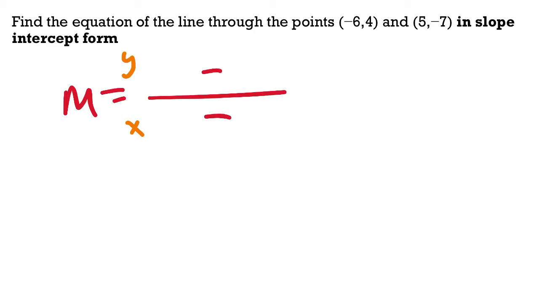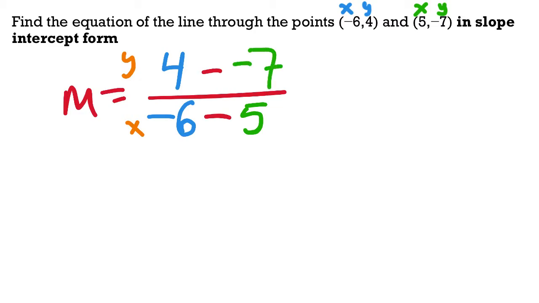So this first ordered pair, -6, 4, the x is -6 and the y is 4. So I put the x in the bottom, -6, and the y, 4, I put in the top. And then the second ordered pair, 5, -7, x is 5, and then the y is -7. So the x goes in the bottom, that's 5. Y goes on the top, that's the numerator, that's -7.